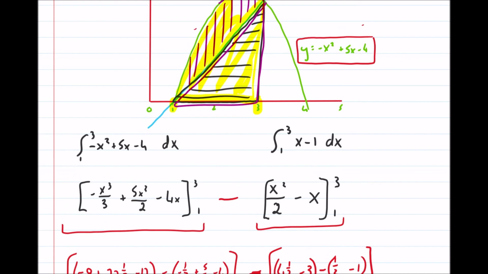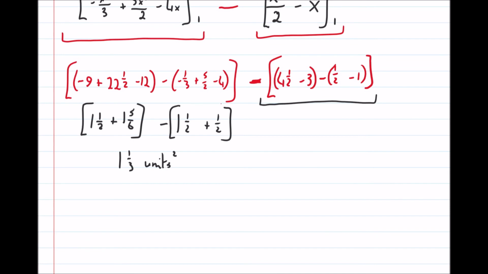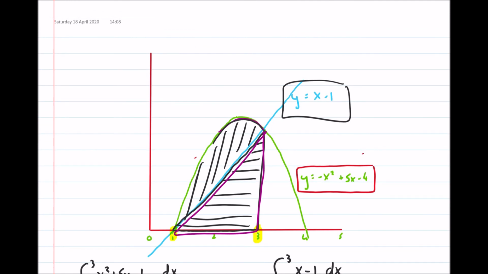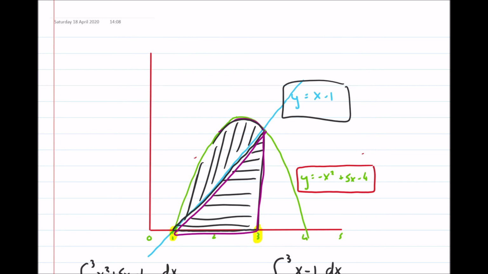units squared. So basically, this here, this bit here, this black bit I'm shading in, is 1.3 units squared. Okay, and just to be conscious that I've given you the diagram here and we've worked from it.